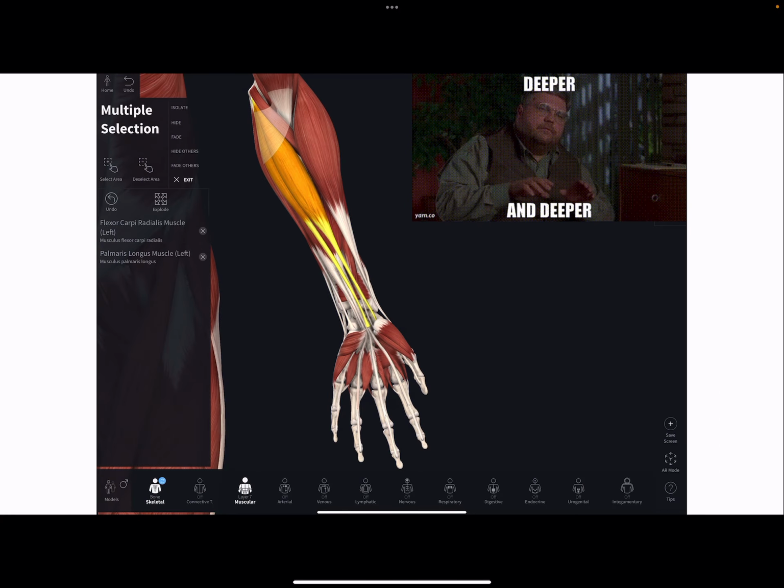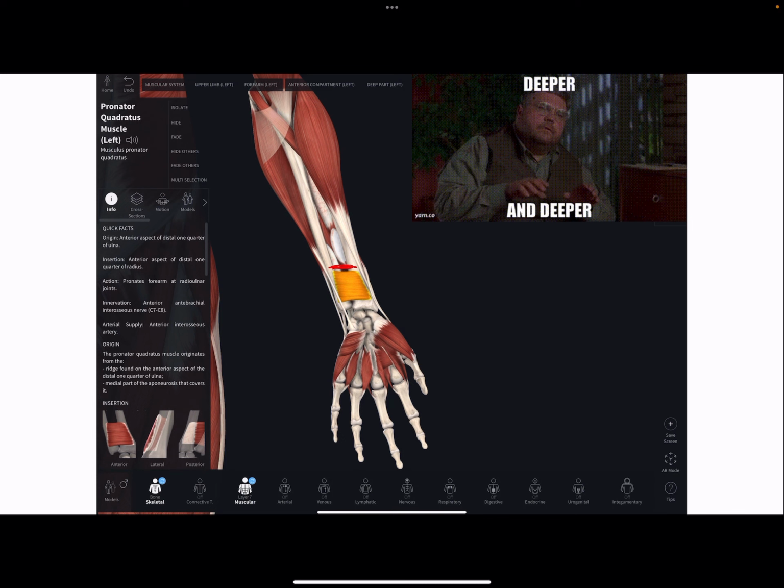So if we go a little bit deeper, we've been looking at the superficial anterior compartment. Let's go a little bit deeper and cut away some of the stuff. First thing we're going to see is the flexor digitorum superficialis, and then under that we're going to have the profundus a little bit deeper, then the flexor pollicis longus, and then we're going to have the pronator quadratus right here. Again, you can kind of know, because this is going from the radius to the ulna, that this is either a pronator or a supinator, and we know that the anterior compartment is always going to be pronation. So let's go ahead and take a look at these.